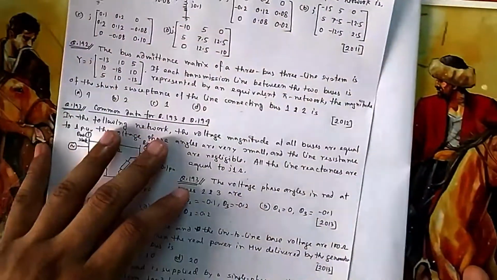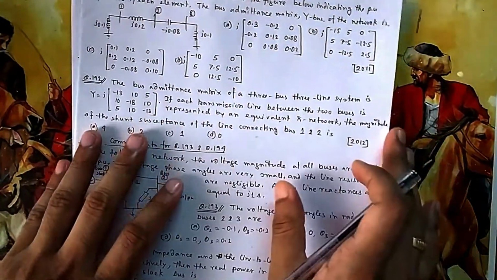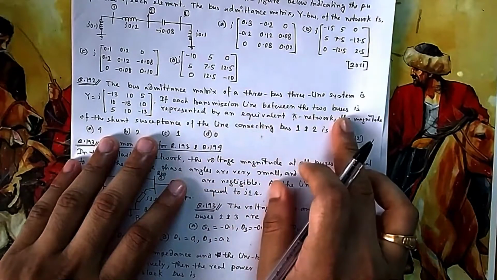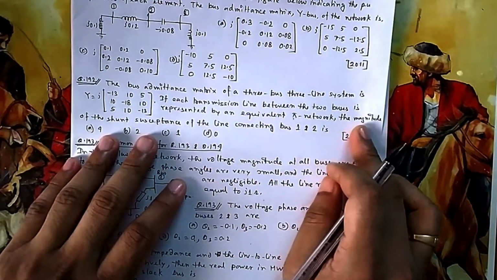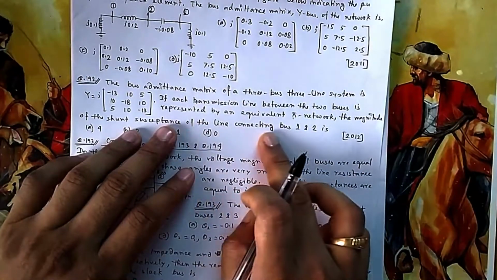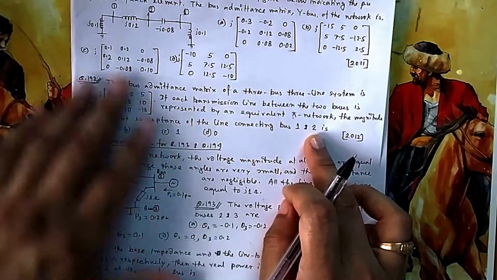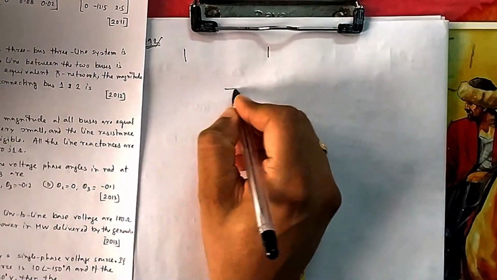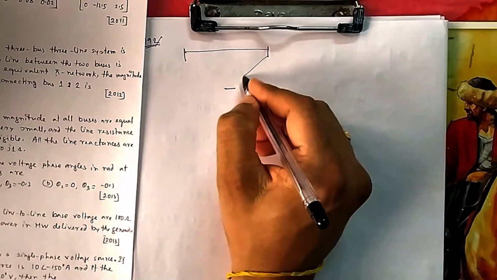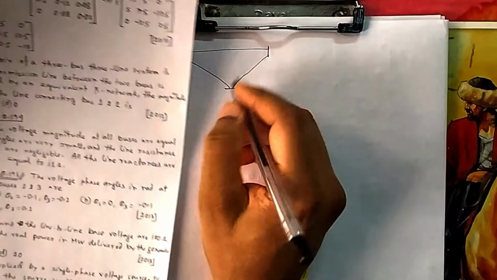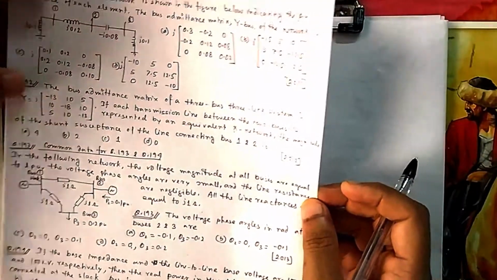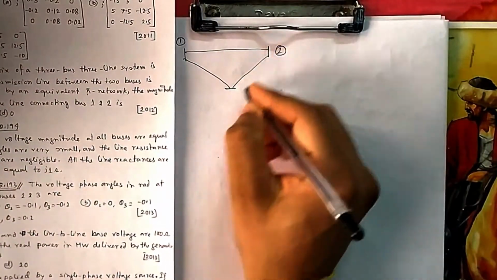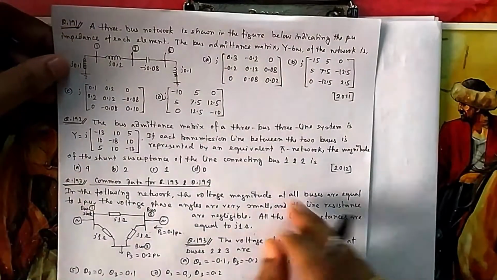Now if you come to 192, the bus admittance matrix of a 3-bus system is given. If each transmission line between two buses is represented by an equivalent pi network, then the magnitude of the shunt susceptance of the line connecting buses 1 and 2. 3 bus, 3 line. So let me draw these buses. Suppose these are 1, 2, 3 buses. So this is one line, this is another, all are connected to each other, that's why no 0 is there. Suppose this is bus 1, they are asking for bus 1 and 2, suppose this is 2 and this is 3.